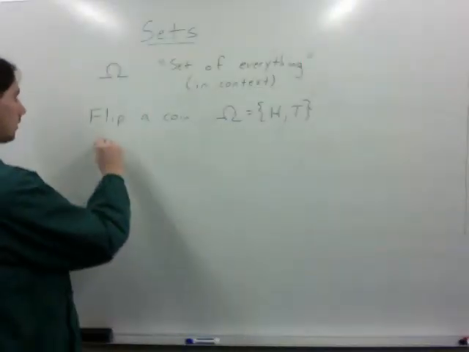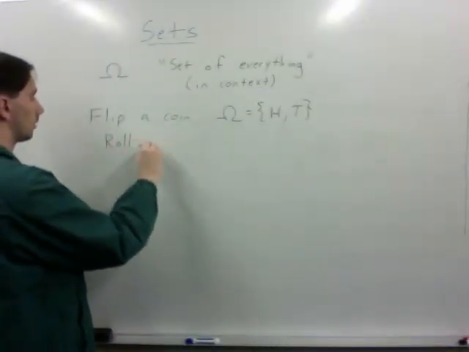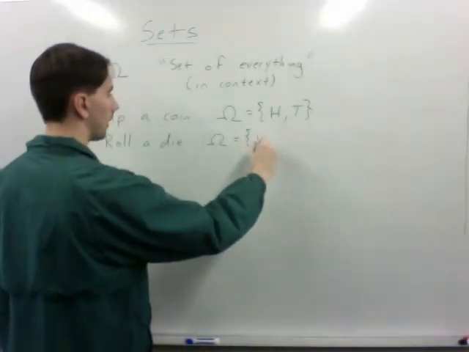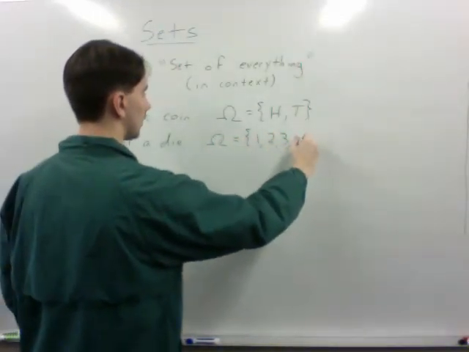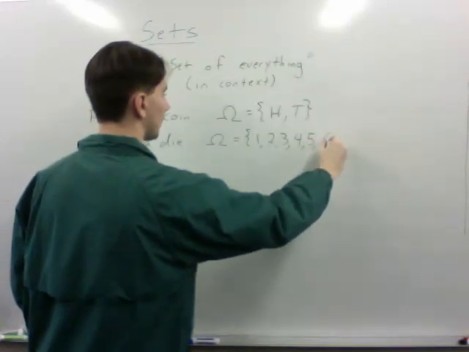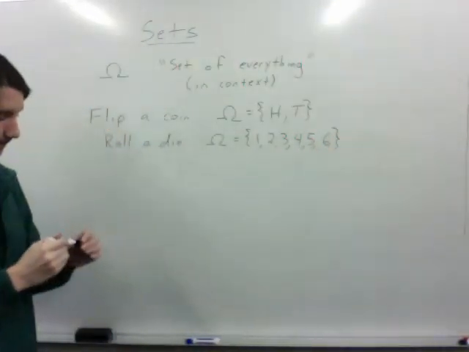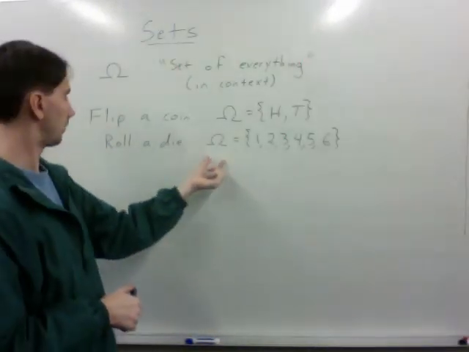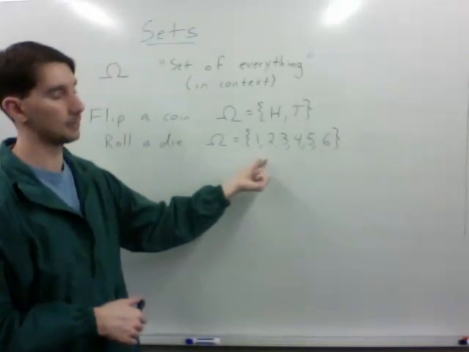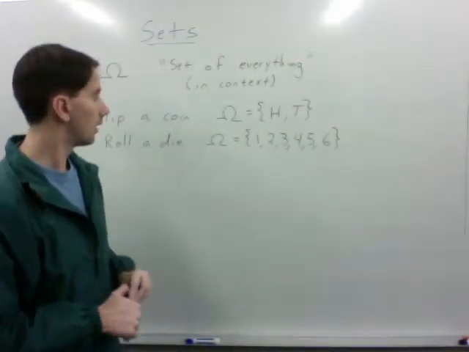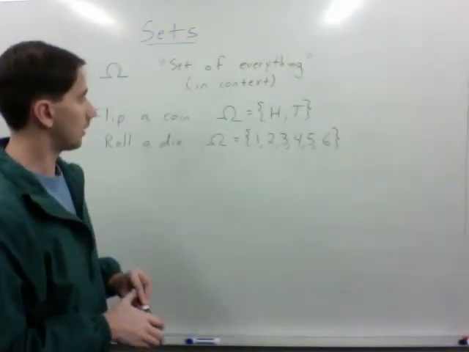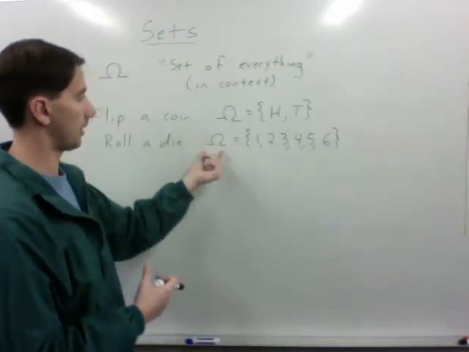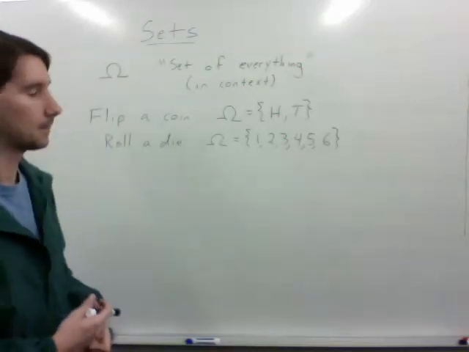Say we roll a die. So then omega is going to equal 1, 2, 3, 4, 5, and 6. So that would be everything in our universe if we're considering rolling a die. So what is the outcome? These are the possible outcomes. Okay, so whenever we get into a specific context, omega is going to be everything that we care about.